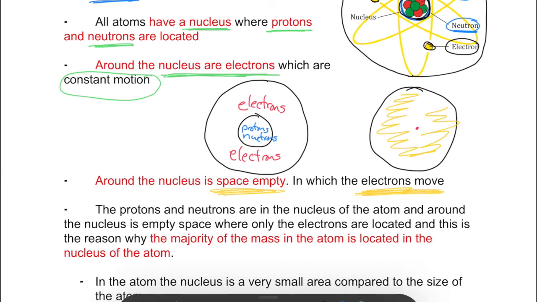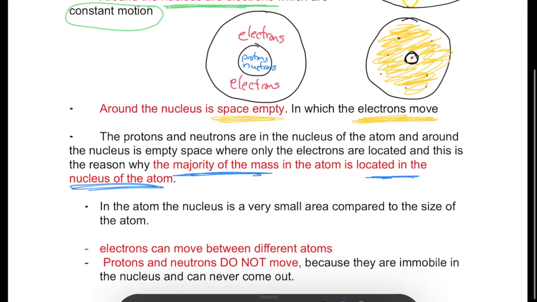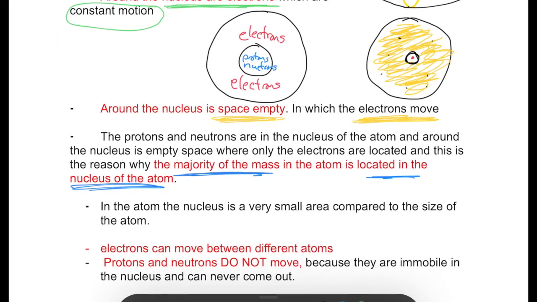Now, the majority of the mass is going to be in the nucleus. See right here, the majority of the mass is located in the nucleus. And why? Since all this space right here is empty, all the mass is only in this red dot in the center, and a little bit in the electrons, but most of the mass in an atom is going to be in the nucleus. Okay? Now, let's continue.